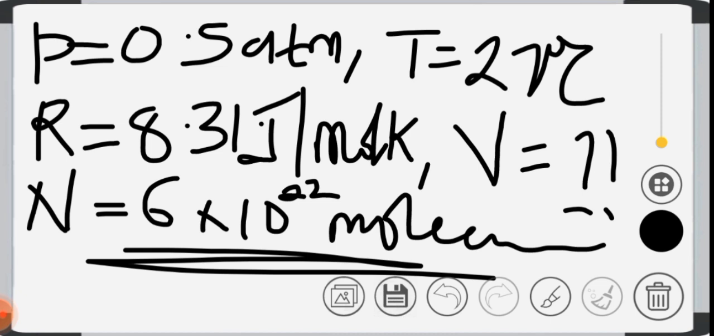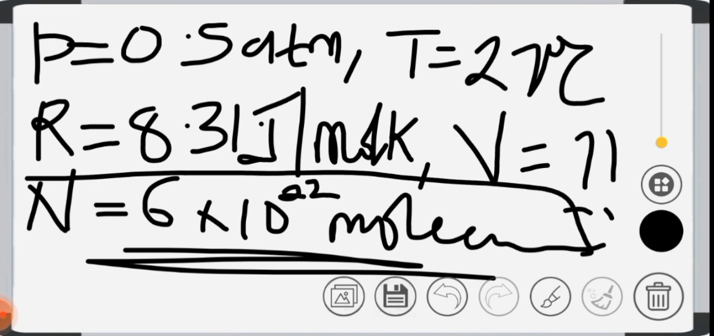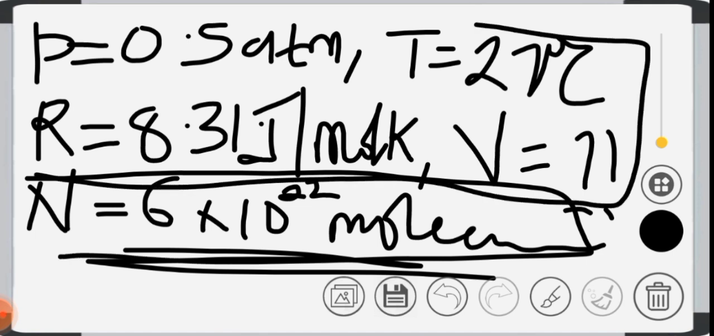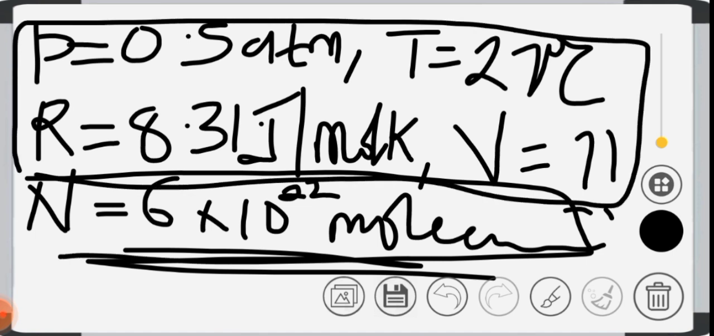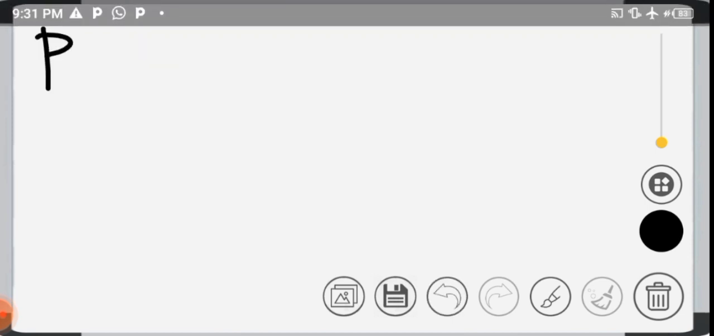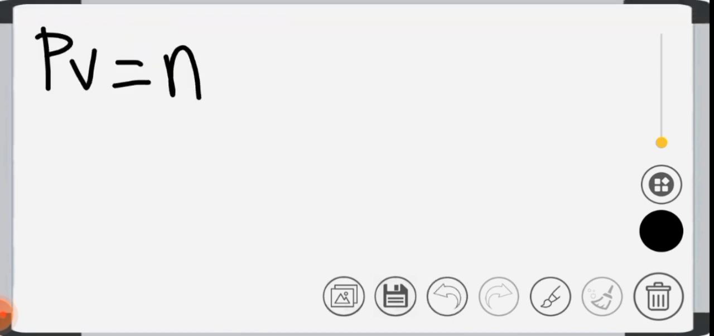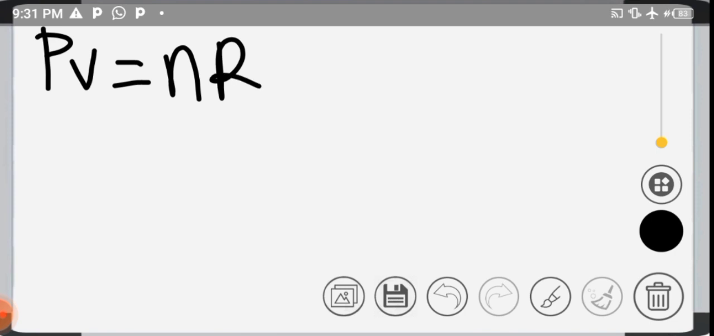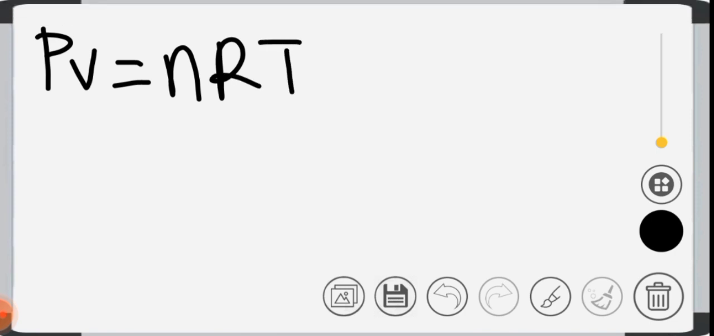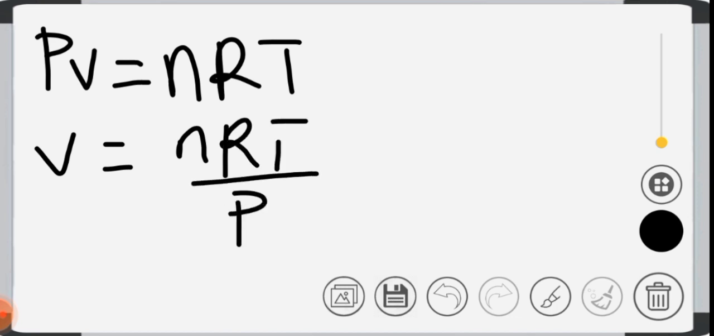Now, if you look at the relationship, let's do this one first. If you check these four quantities we have here, we discover that PV equals nRT is okay for the question, in the sense that your V now will be nRT over P. It will be possible, but we don't have n. There's no number of moles here. We only have number of particles.